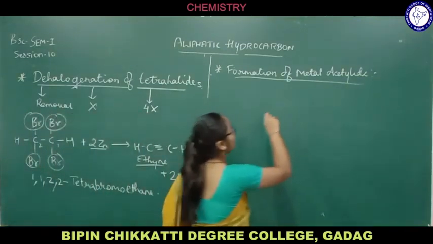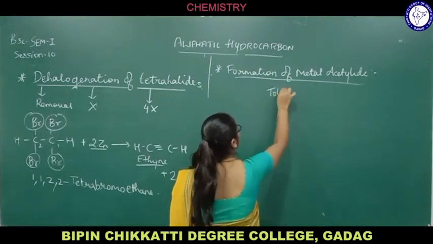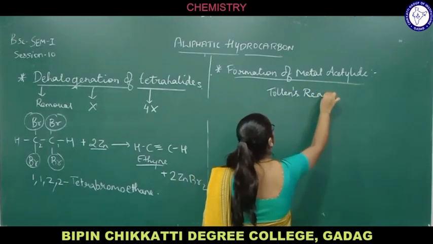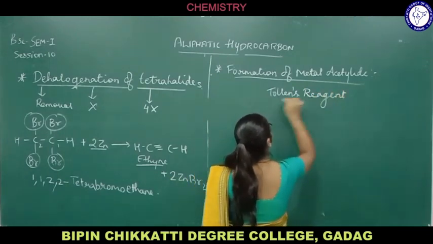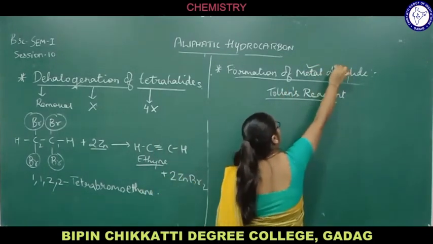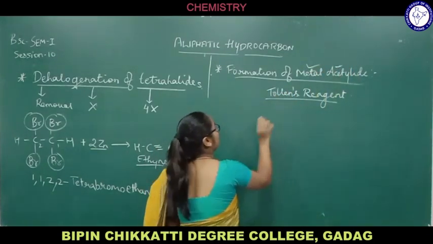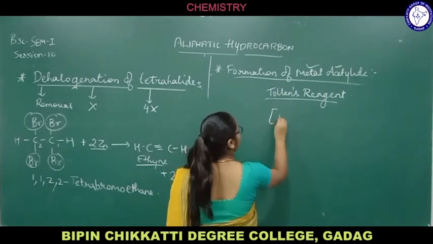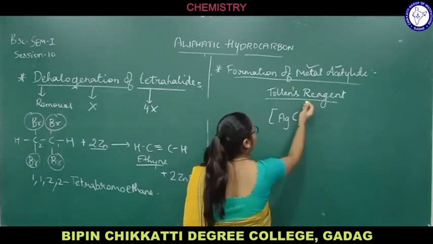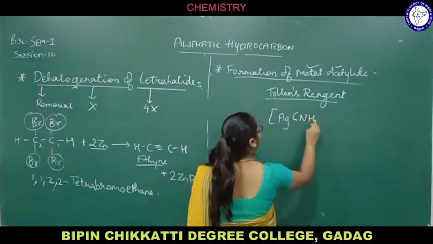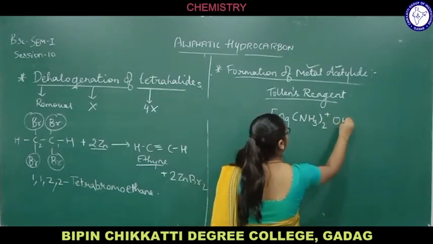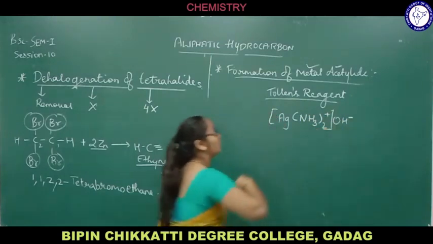Now what is the molecular formula of this Tollens reagent? Let's understand that. With the help of this Tollens reagent, or ammoniacal silver nitrate, we need to yield the metal acetylide. So what is the Tollens reagent? It has the molecular formula in this manner, where the ammonia group is also there and you can see the OH group is also combined over there, right?